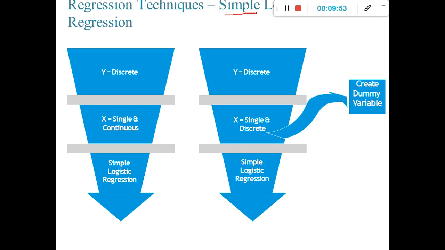Now the example we have seen was simple logistic regression, where my x is a single variable. It can be continuous or discrete. If I have discrete x, then I have to create dummy variables. How to create dummy variables we have already seen in our linear regression episodes, right? I have explained it in much detail. Y is of course discrete in two categories.